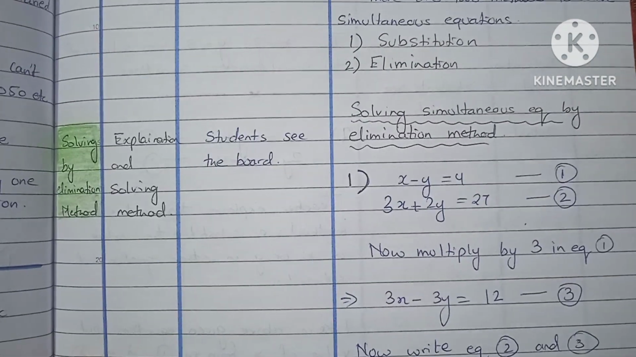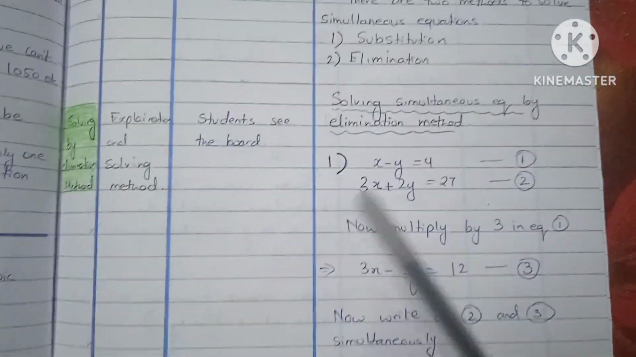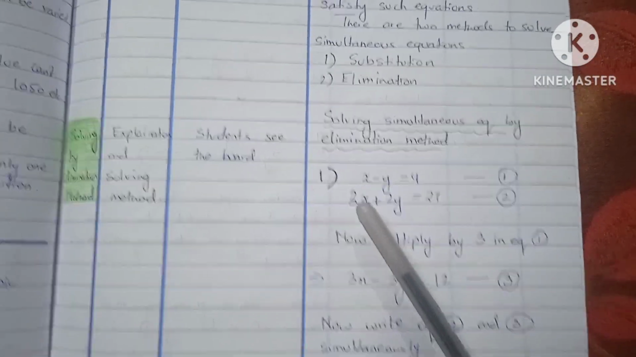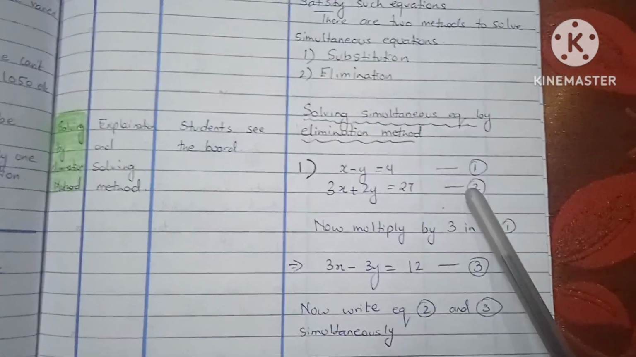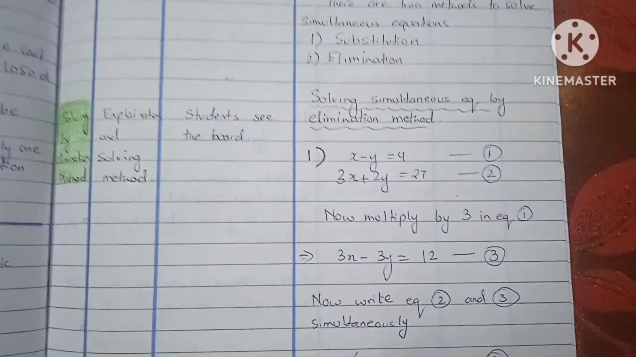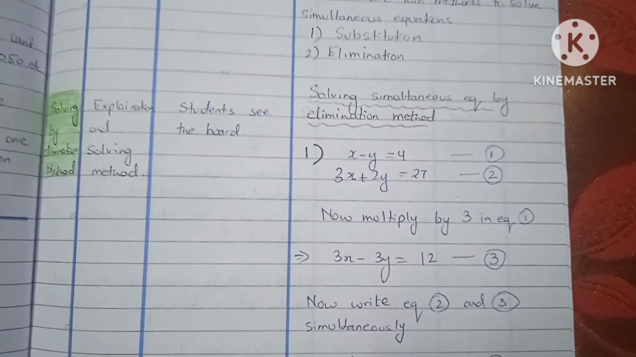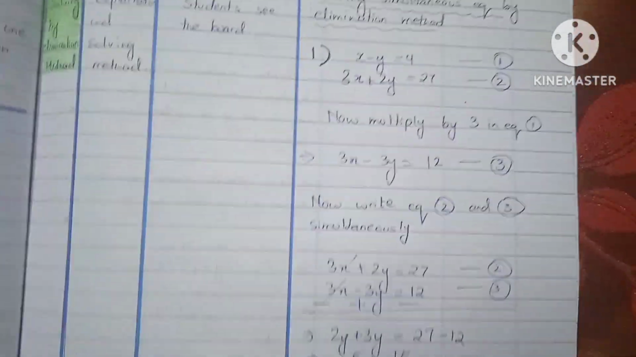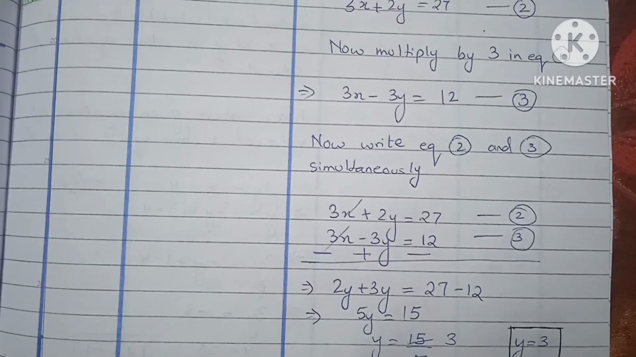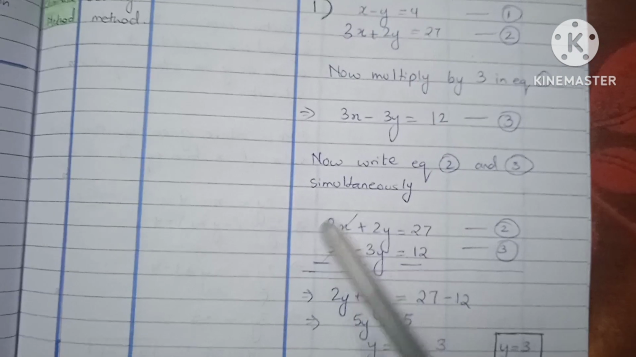So students look at the board. Teacher writes two equations. One is x minus y is equal to 4. Other is 3x plus 2y is equal to 27. This is named as equation 1 and this is named as equation 2. Now what the teacher does is she multiplies equation 1 by 3. After multiplying equation 1 by 3, it converts into 3x minus 3y is equal to 12. Now we write down equation 2 and 3 simultaneously. Writing them, we get these two equations.